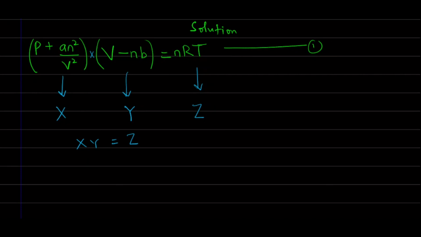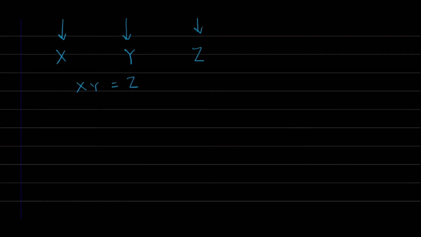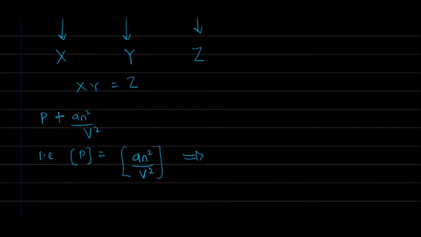That means, let's start with the a part. That's to say P plus aN squared over V squared. We have the same unit and dimension. That means P has the same unit and dimension as aN squared over V squared. That is, we're going to write the dimension of P is the same thing as the dimension of aN squared over V squared. Therefore, you can say that P is equals to aN squared over V squared. They are going to have the same dimensional unit.